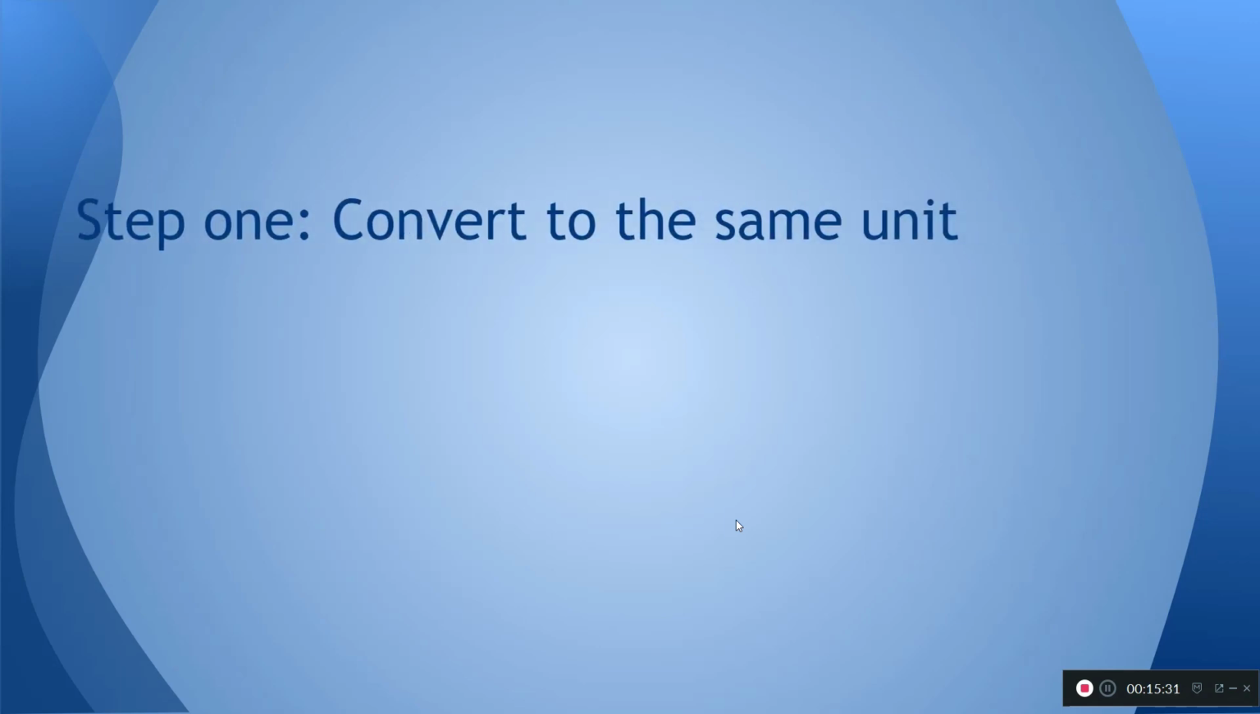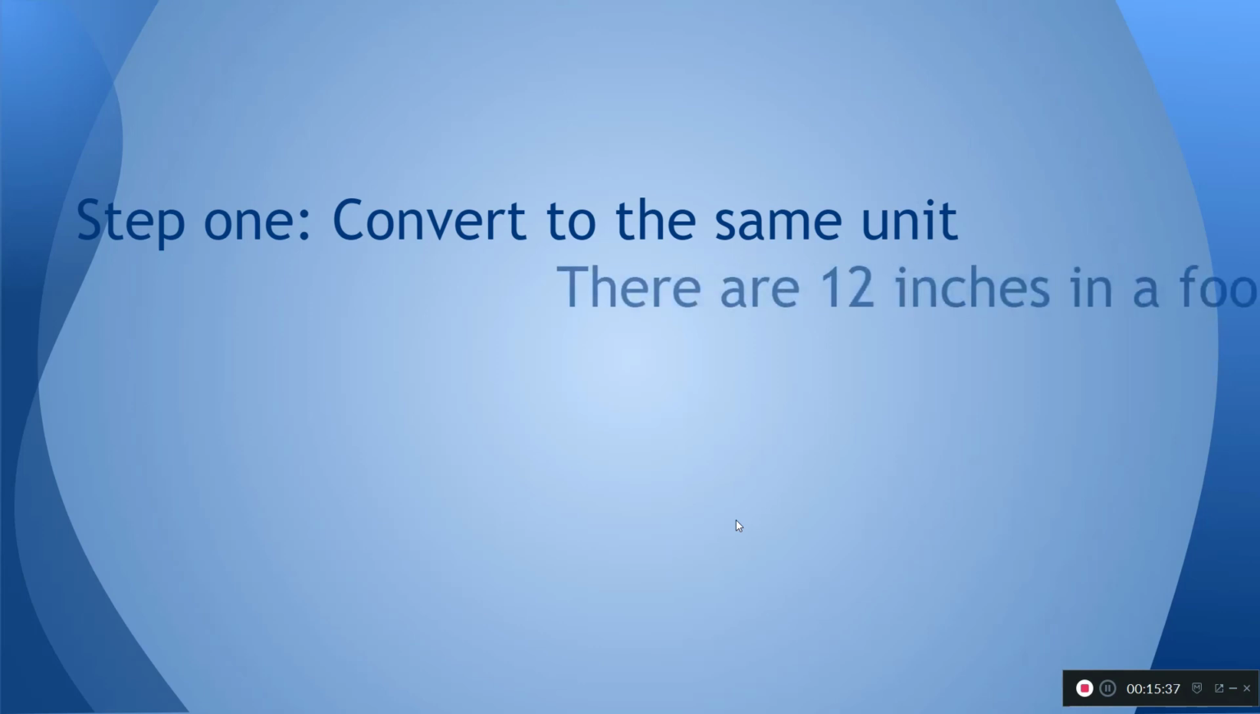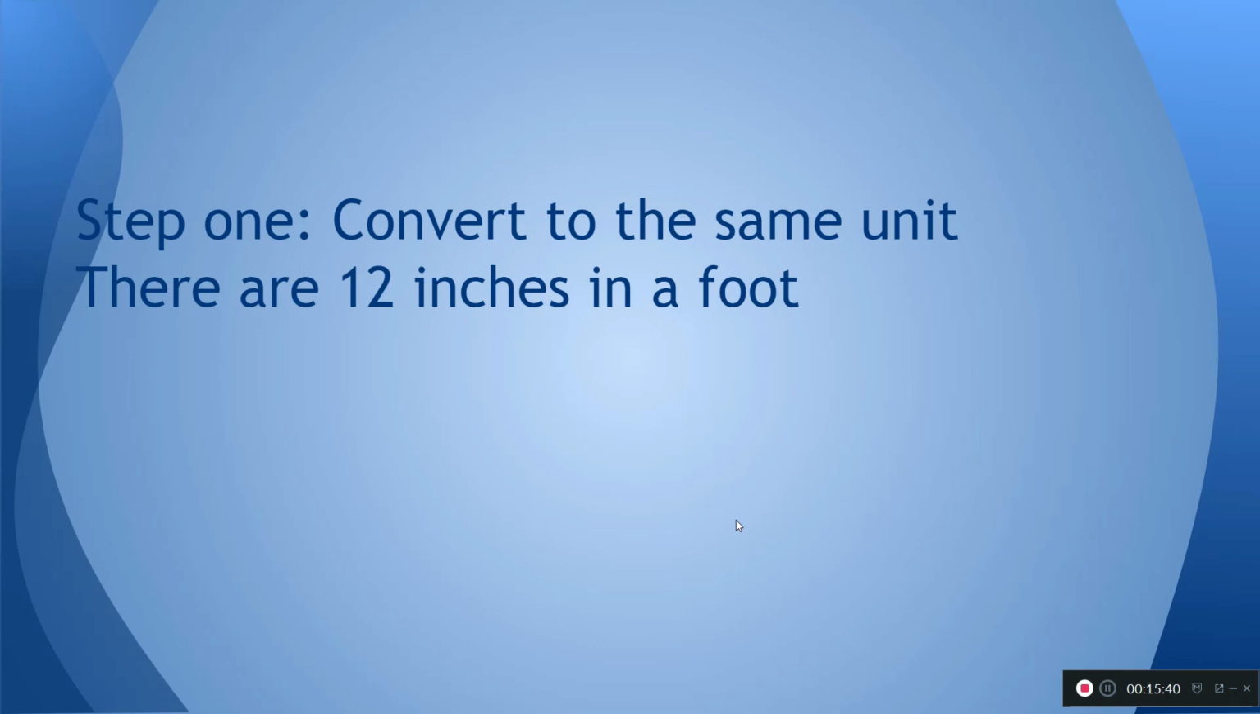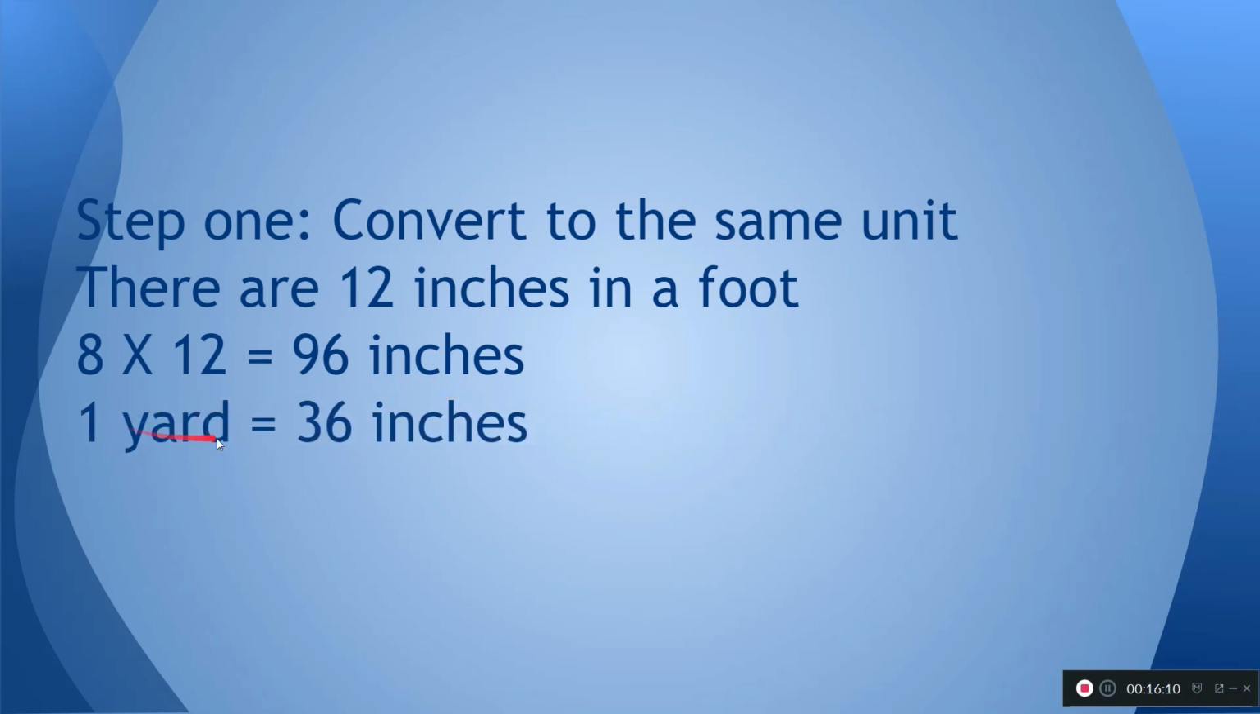So step 1, we want to convert it all into the same units of measurement. There are 12 inches in a foot. Remember that we were given figures with feet, yards, and inches in them, so we're going to have to convert them all to something that we can use for each one. I've decided to convert them all into inches. Noticing that there are 12 inches in a foot, we can take our 8 feet, multiply it by 12, and say that 8 feet is also written as 96 inches. 1 yard, being 3 feet, could be written as 36 inches.